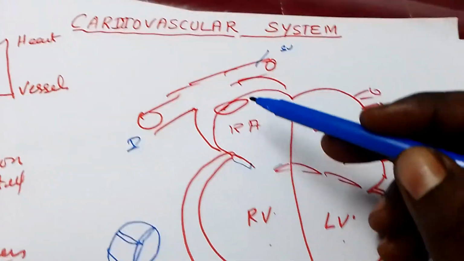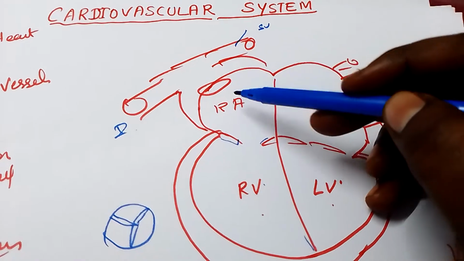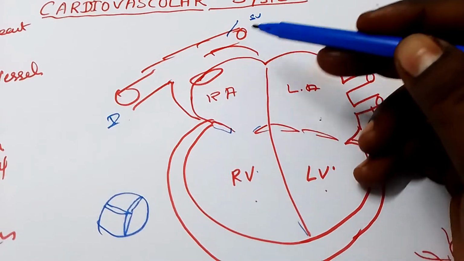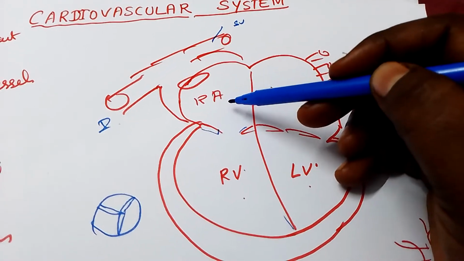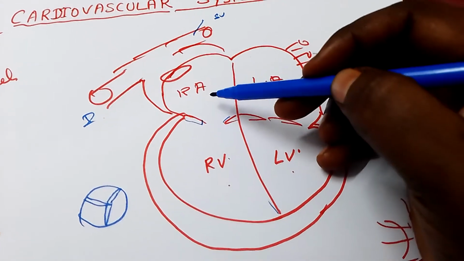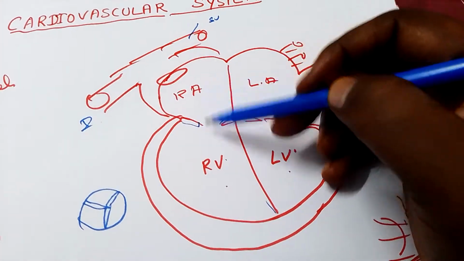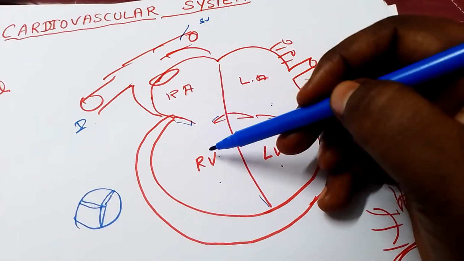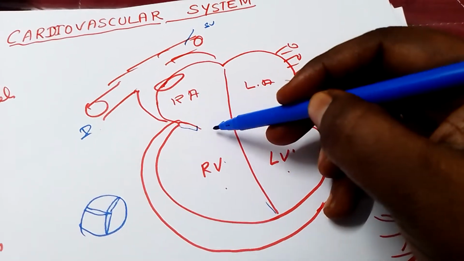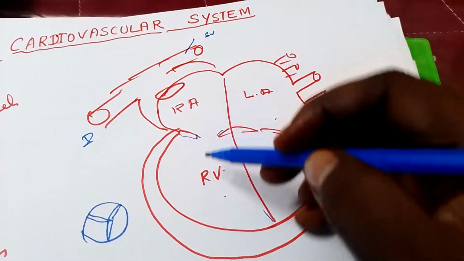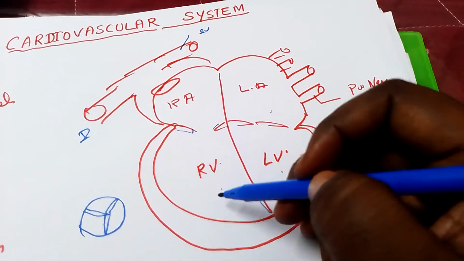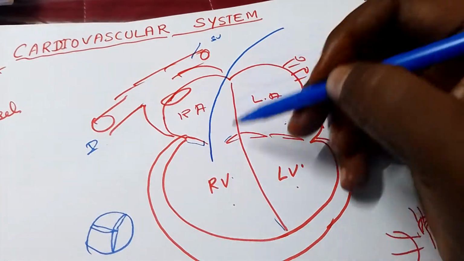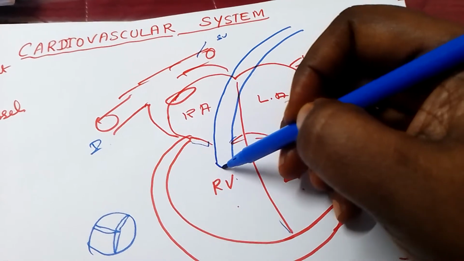As I told you already, the deoxygenated blood is collected from the body, the upper and lower portions, and reaches the right atrium. When the right atrial pressure increases, the valve opens, so the blood flows into the ventricle. They act like one chamber, and once it is full, the valve closes automatically. After this valve closes, the pressure increases in the right ventricle. Once the right ventricular pressure increases, another valve opens here.